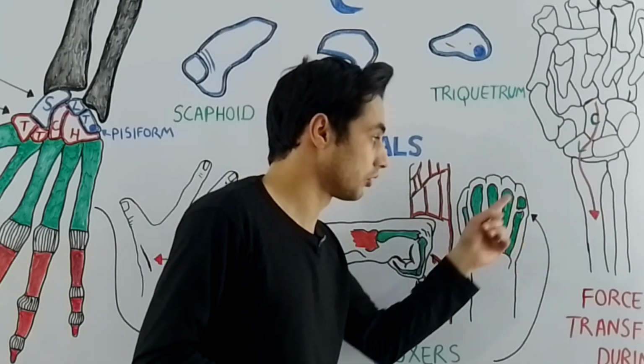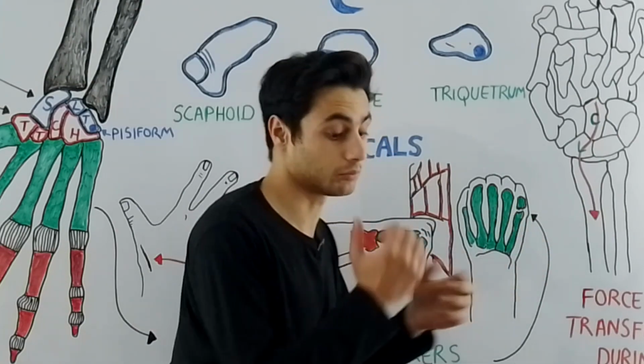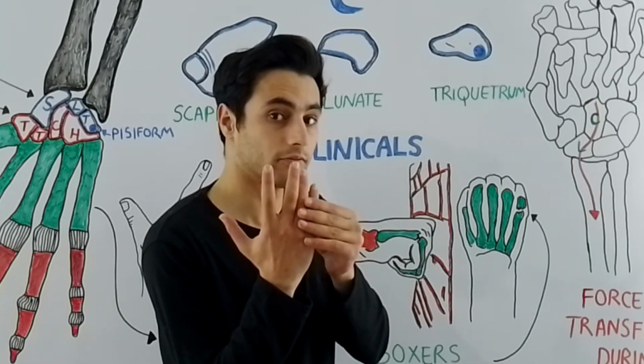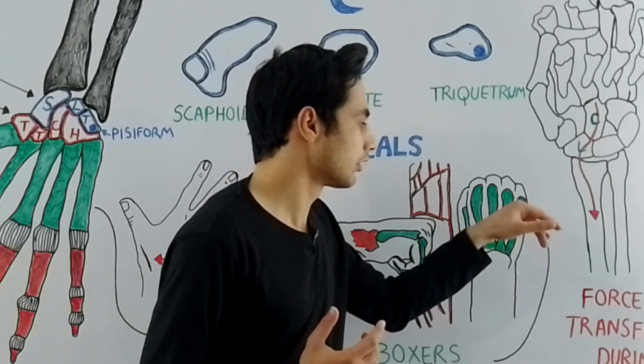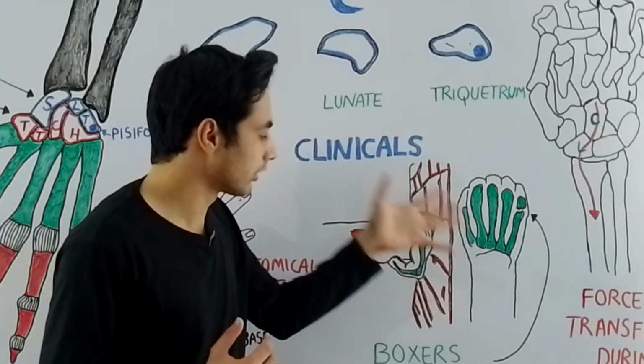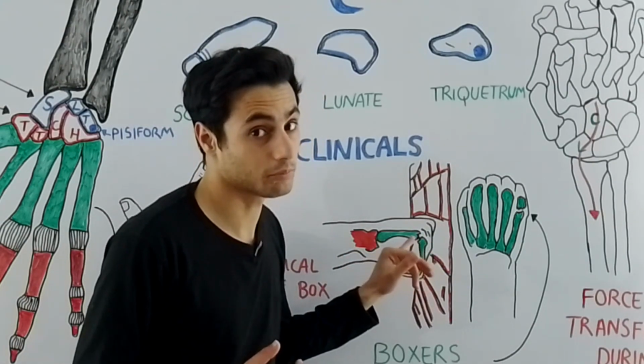The bone is broken at the neck of this 5th metacarpal bone, this region. Now the fingers, 4th and the 5th finger, get shortened because the bone is broken at the neck. Have a look at this diagram from another angle. Here is the fracture at the neck of the 5th metacarpal bone.